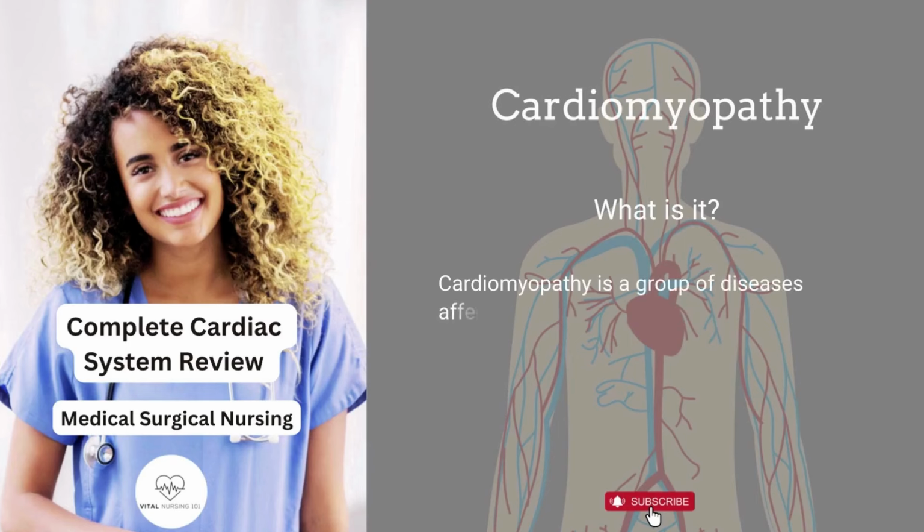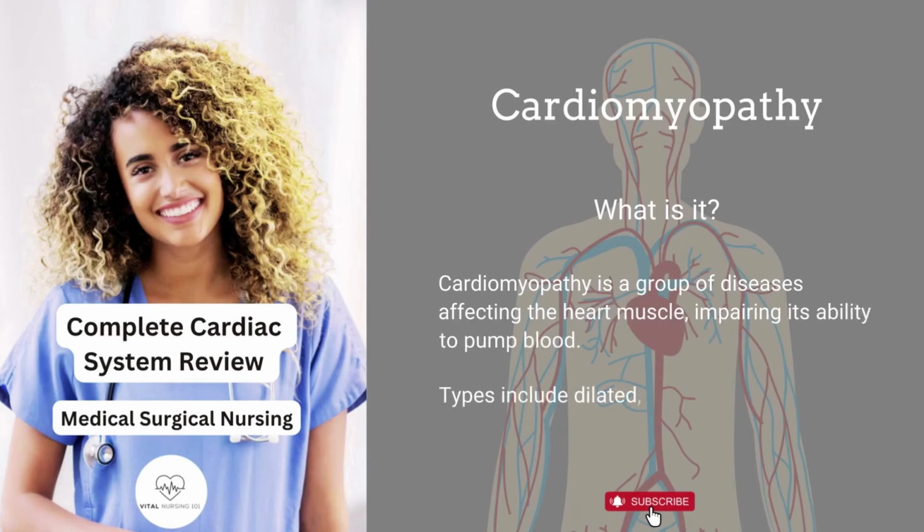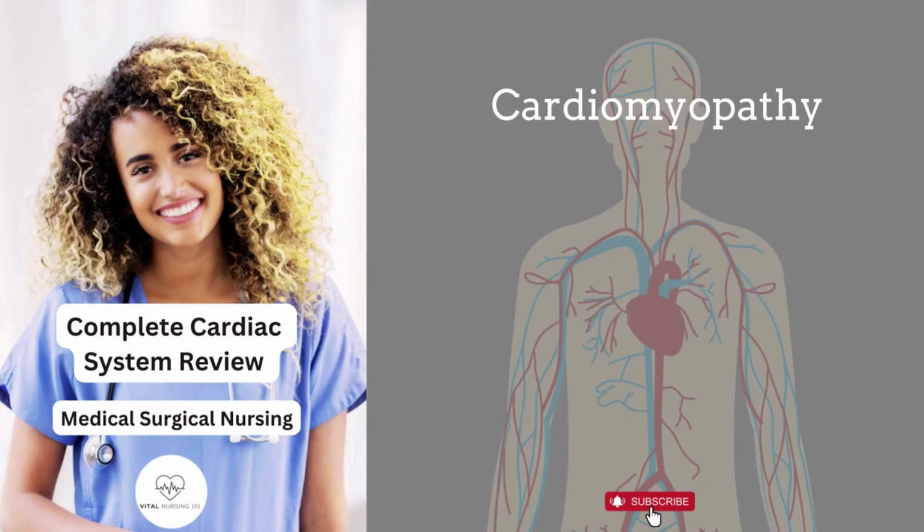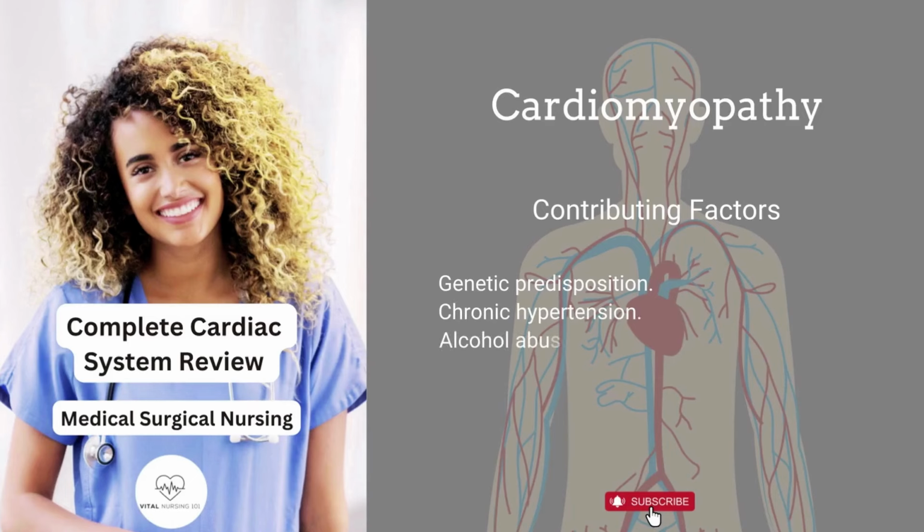Cardiomyopathy. Cardiomyopathy is a group of diseases affecting the heart muscle, impairing its ability to pump blood. Types include dilated, hypertrophic, and restrictive cardiomyopathy. Contributing factors are the following: genetic predisposition, chronic hypertension, alcohol abuse or substance use, viral infections or autoimmune diseases.